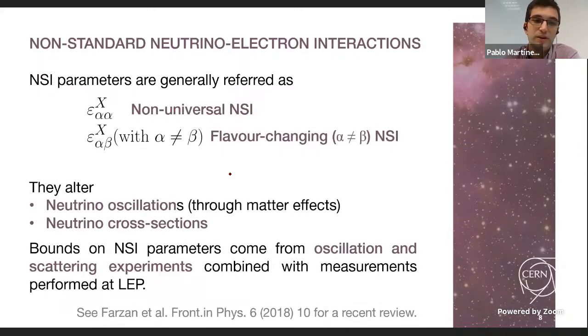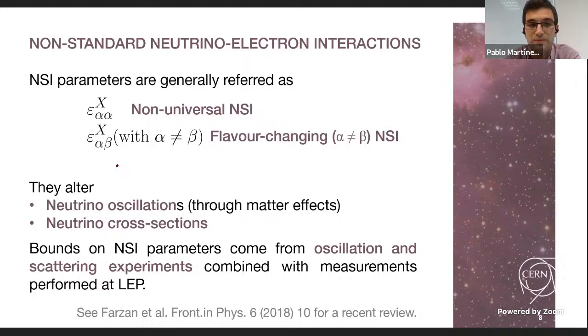They can be separated into two types. The first one is non-universal NSI, which do not produce a change in the flavor of the neutrino, but if two of those are different among them, then that means that flavor universality is no longer present in the model. And there are also flavor changing NSI, which actually produce a change in the neutrino flavor when scattering with an electron.